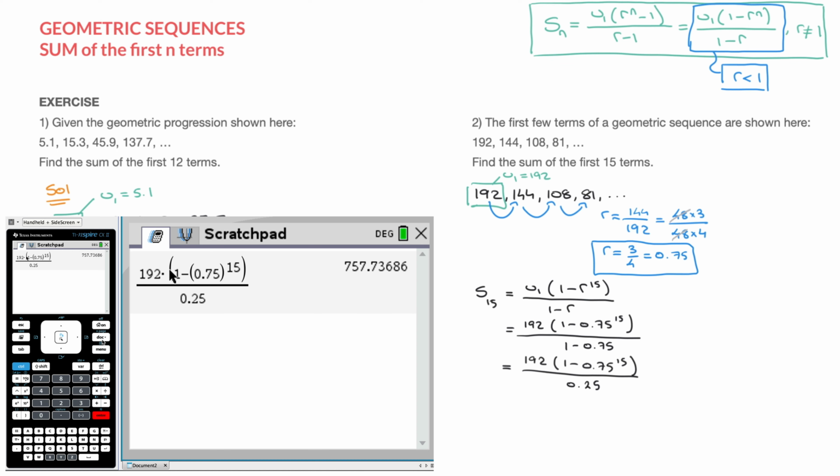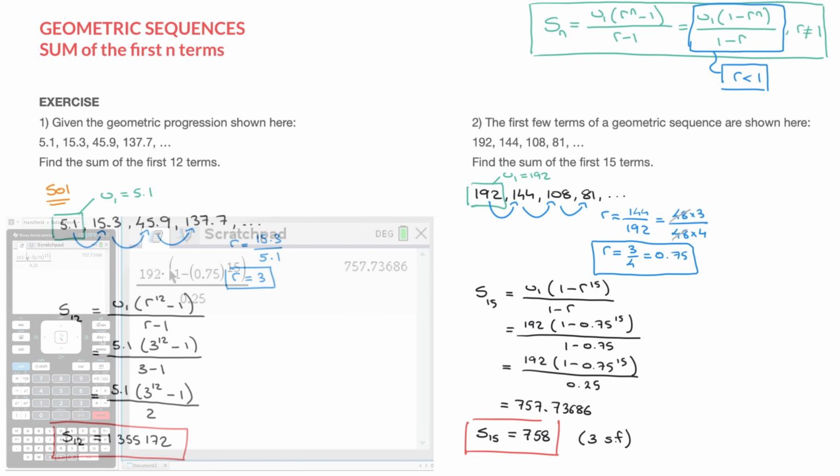And we're done. The sum of the first 15 terms is equal to 757.73686. And if I round my answer to 3 significant figures, I look at the fourth significant figure, which is 7 here, so I round the third significant figure up. And so that would be S sub 15, the sum of the first 15 terms, is equal to 758. And I could specify in parentheses that's rounded to 3 significant figures. And that's the answer. And there we go.